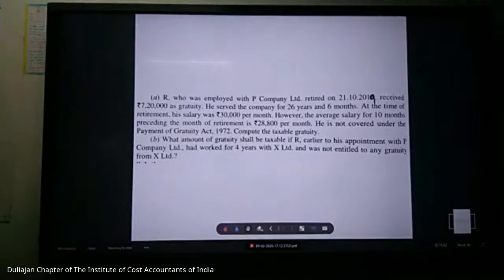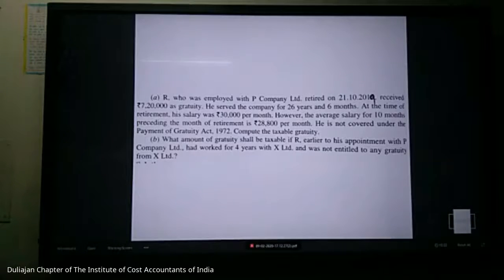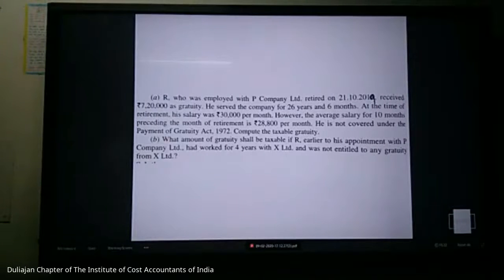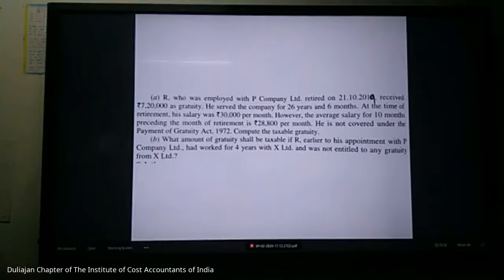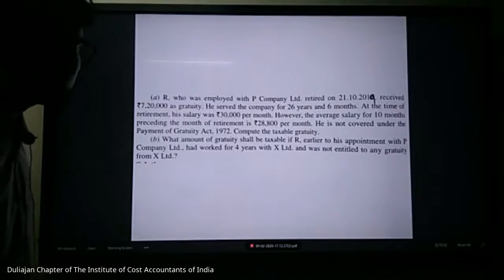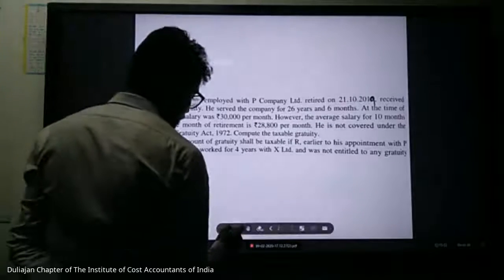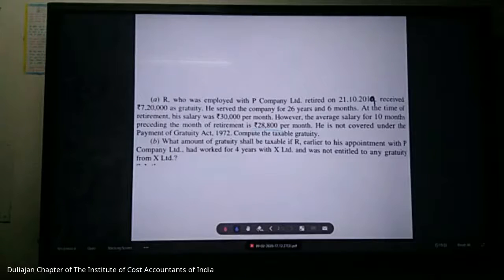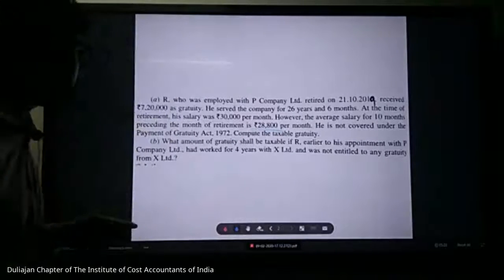R, who was employed with P Limited, retired on 21st of February 2019, received gratuity amounting to rupees 7,20,000. He served the company for 26 years, 6 months. At the time of retirement, his salary was 30,000 per month. However, average salary for 10 months preceding the month of retirement is 20. It is already given, so one calculation is reduced in this question. You don't have to calculate the average salary because it is already given. He is not covered under the Payment of Gratuity Act. Compute the taxable gratuity.